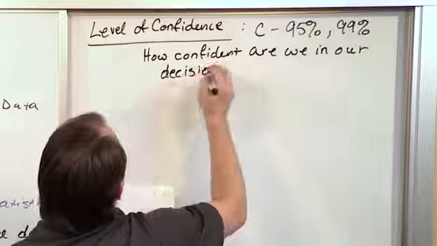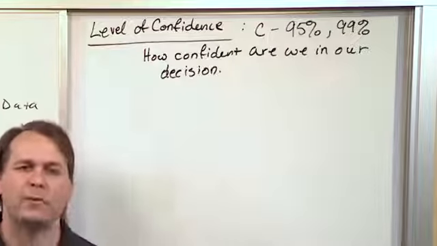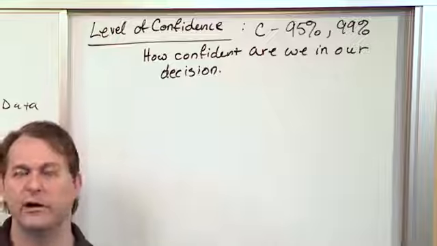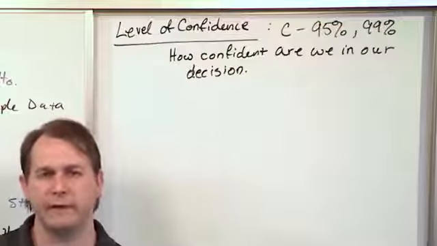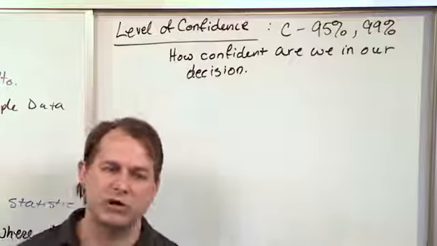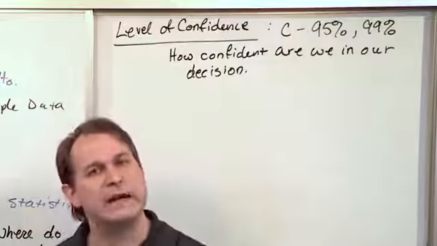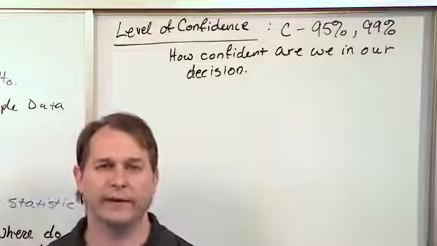In other words, don't forget we're doing a test. We're doing a hypothesis test. We're testing something and we're deciding to reject the null hypothesis or to fail to reject the null hypothesis. The level of confidence is telling us how sure we are that we've made the right decision. If we do a hypothesis test at 99% confidence, and we decide to, let's say, reject that null hypothesis, then we're 99% sure with certainty that rejecting the null hypothesis was the correct thing to do.